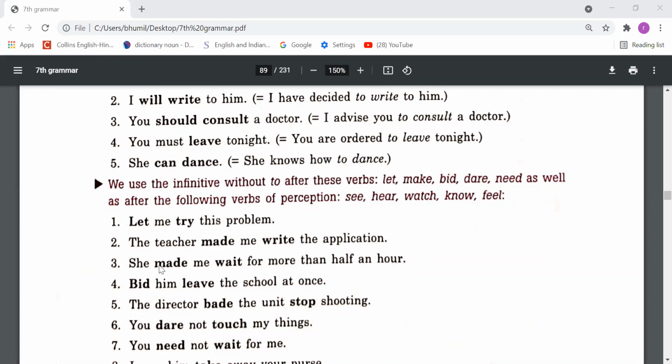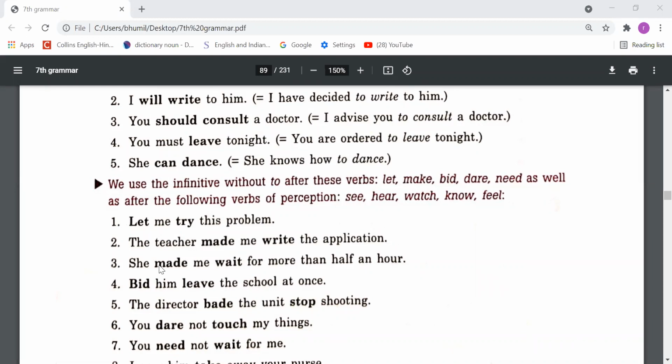राइट। बिड का मतलब कमांड और ऑर्डर, डेयर का मतलब हिम्मत करना, साहस करना, टू शो द करेज, नीड का मतलब नेसेसिटी यानी कि जरूरत होना किसी काम की, और उसके साथ साथ वर्ब ऑफ परसेप्शन है यानी कि ऐसी वर्ब जो हम अपनी सेंसेस को यूज करके ऑब्जर्व करने के लिए यूज करते हैं, जैसे सी, हियर, वॉच, नो, फील। इन वर्ब्स के बाद हमें बेयर इन्फिनेटिव वर्ब्स लिखनी होती है अगर हमें वर्ब को लिखने की जरूरत है तो, राइट। Some examples are written here.